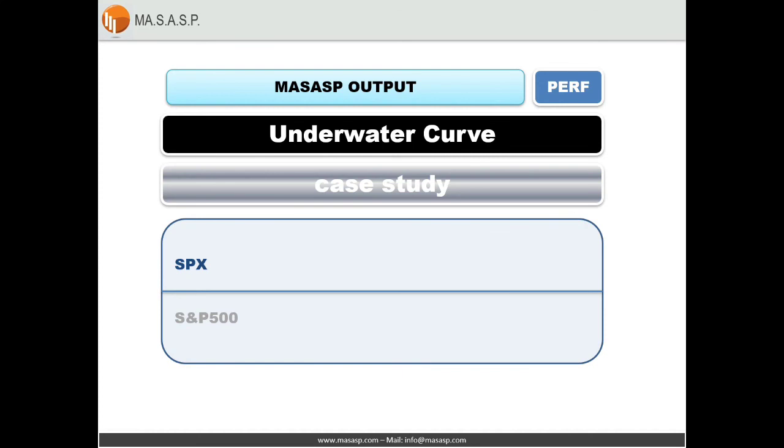Well, let's make a real-life example. Let's assume that we hold a long position on the US stock index for as long as 12 years, starting from 2008. Remark that this has nothing to do with MASASP trading systems. It is just for didactic purposes.